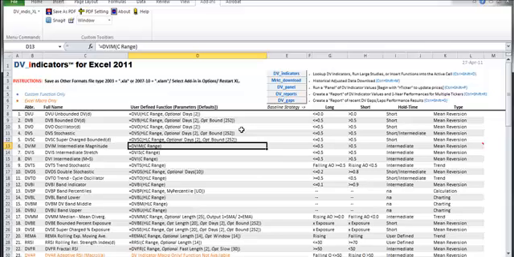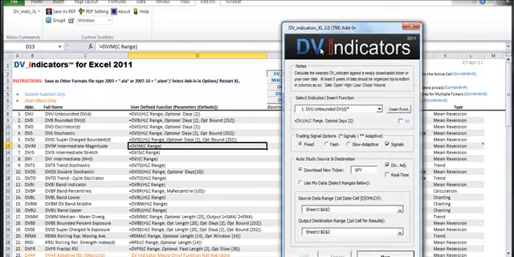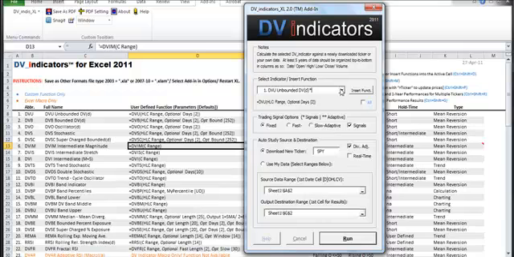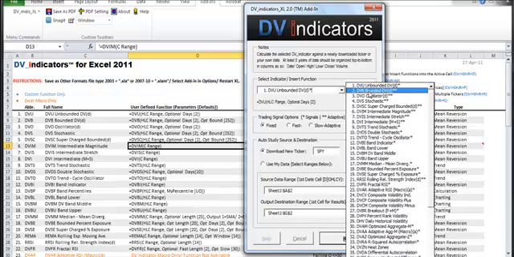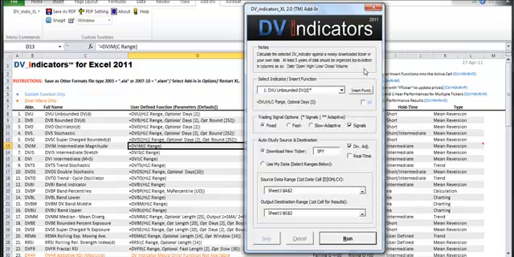This is David Evans of quantumindicators.com, and in this video I'm going to go through the DV indicators function within the DV indicators for Excel tool. This function allows you to check the performance and current signals for a number of indicators on any market that you can download through Yahoo Finance.